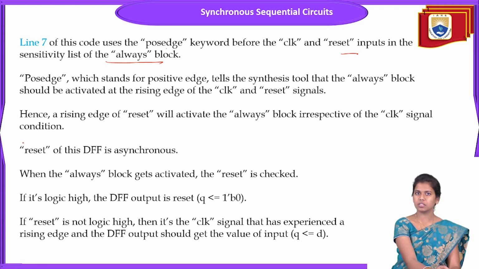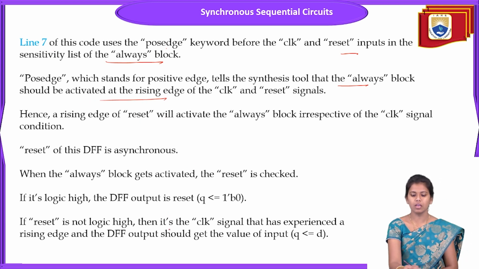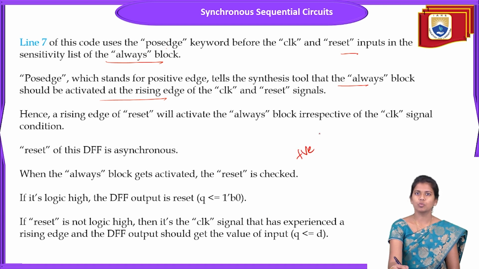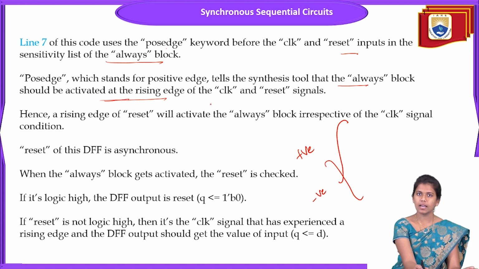So posedge is nothing but the positive edge. What is this positive edge? Representing posedge tells the synthesis tool that the always block should be activated at the rising edge of the clock and reset. So we are considering the positive edge clock signal. Positive edge indicates the rising edge of the clock. If you represent the negative edge, it represents the falling edge of the clock. So here the signal will be activated at the rising edge of the clock and the reset signal.